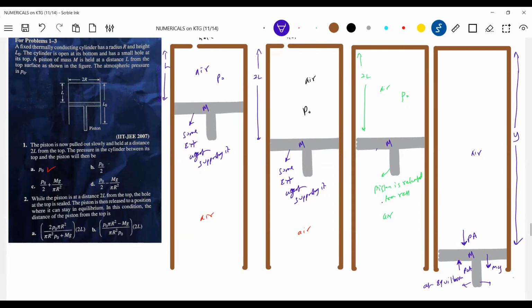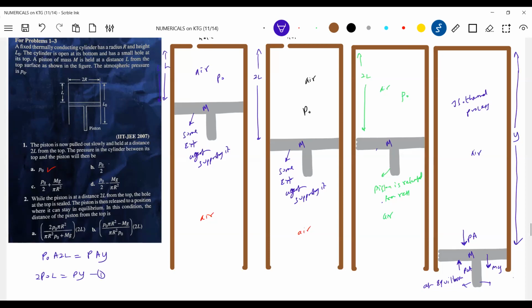What happened to the air? As the piston is conducting and moves slowly, the air will undergo an isothermal process. So the initial P1 V1 should be equal to the final P2 V2. P naught A into 2L should be equal to P into A into Y. What is the final volume? A into Y. So P naught A gets cancelled. So 2 P naught L equals P into Y. We don't know the pressure.